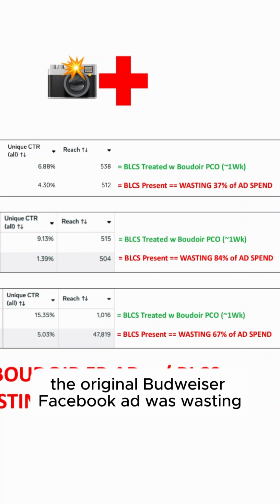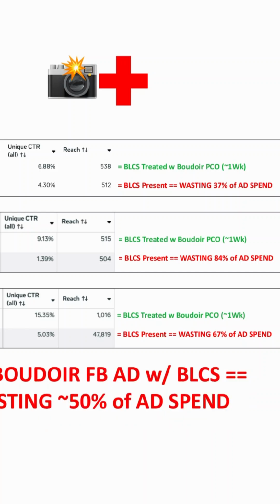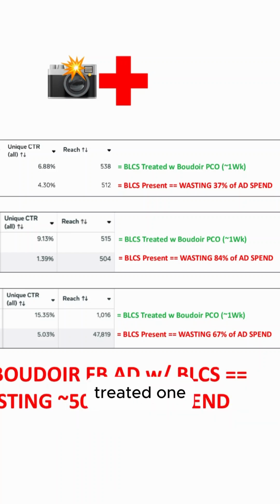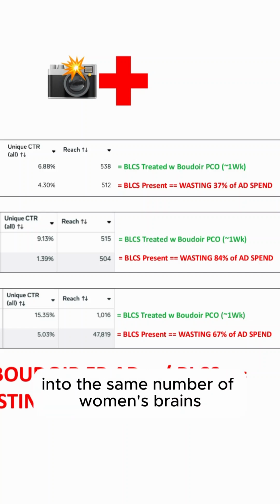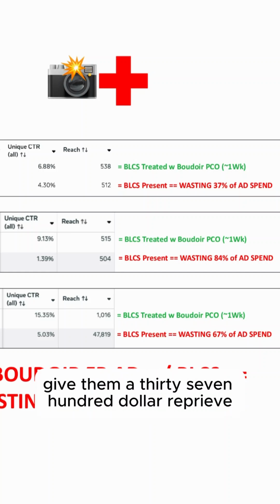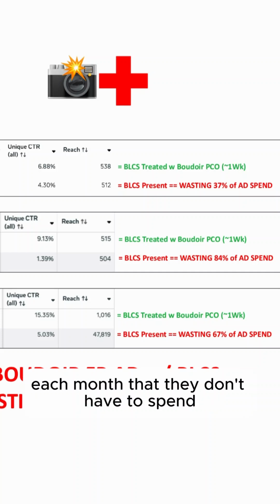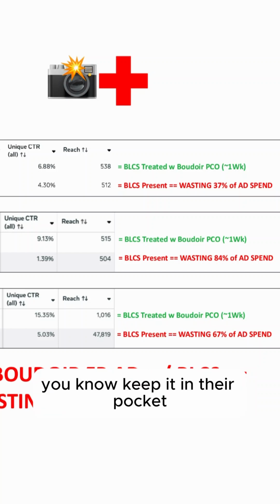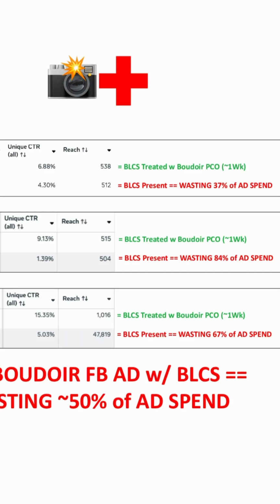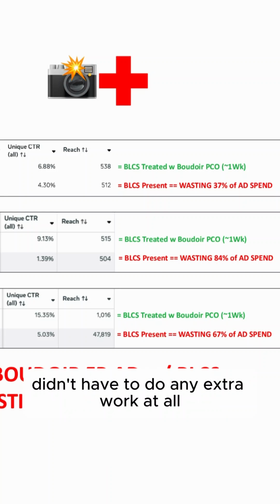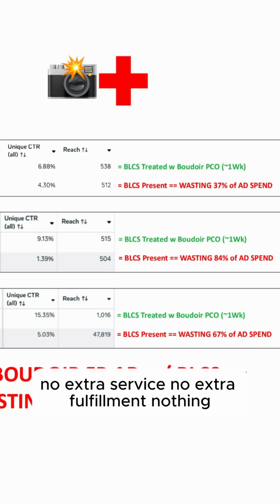So we found out the original Boudoir Facebook ad was wasting 37% of ad spend. So if they're spending 10 grand a month on the original, now they only need to spend $6,300 a month on the Boudoir Pico treated one, and they'll get their ad into the same number of women's brains. It's giving them a $3,700 reprieve, kind of like a $3,700 bonus each month that they don't have to spend, so they get to keep it in their pocket. After 12 months, after a year, it's like a 40K bonus. Didn't have to do any extra work at all. No extra service, no extra fulfillment, nothing.